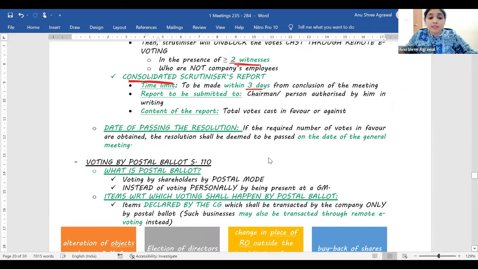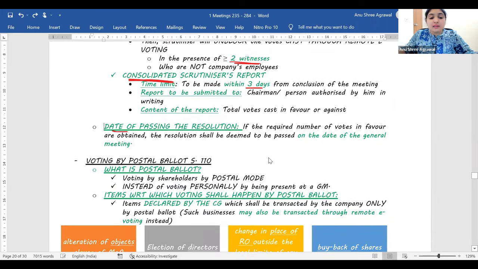All right, what will be the date of passing the resolution? The date of passing the resolution will not be the date of the report. It will not be the date when the chairperson is declaring the result. The date of passing the resolution will be the date on which the meeting is held. 100% clarity.